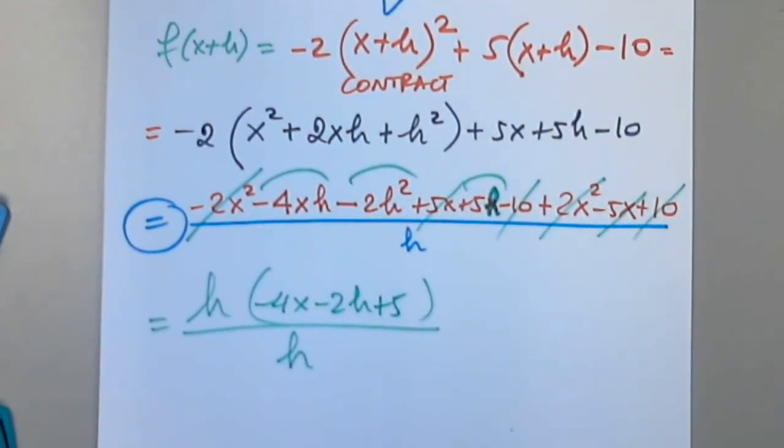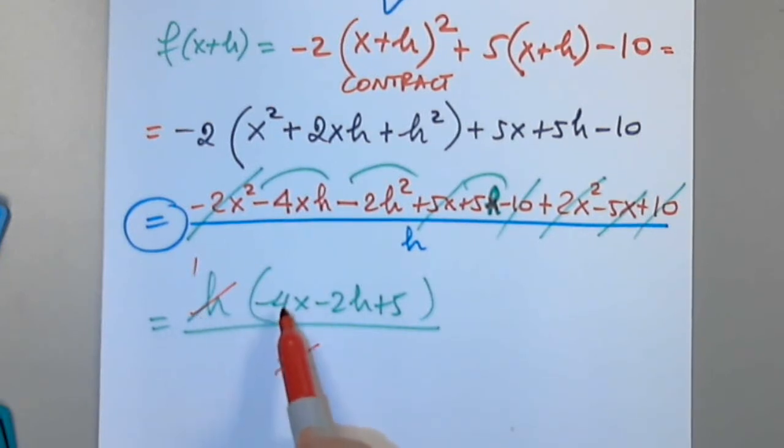Minus 2h, minus 2h, plus 5. That's it. So all terms from the top with no h went away. Then I factor out an h, and now the denominator will go away. So say it again. No square. H times negative 4x is this. H times negative 2h is that. And h times 5 is that.